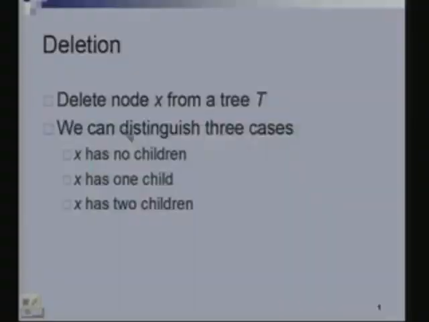The deletion operation is essentially the following: you are given a node x in the tree and you have to delete the node, and we will distinguish three cases. X has no children, which will be the easiest case for deletion. X is a leaf in that case. If x has only one child, even then the case is very easy, and we will see all of that. And when x has two children, it is slightly more tricky, but still fairly straightforward.